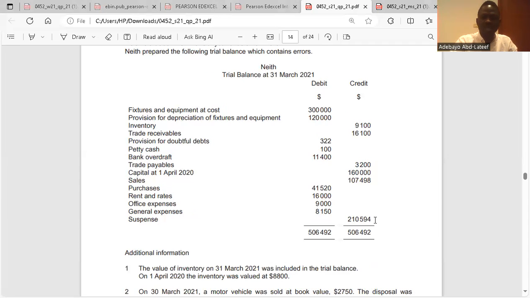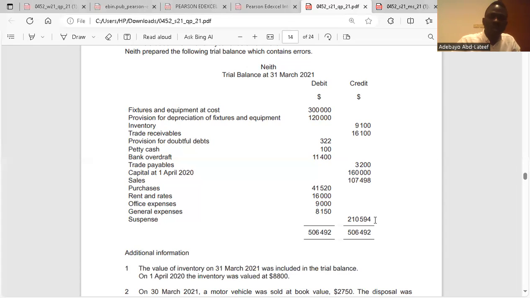So we have fixtures and equipment at cost, provision for depreciation, and the rest. These are all the items in the trial balance. Good. But since there is an error, it means we need to have a corrected trial balance. That is what it means. So how do we correct this trial balance?